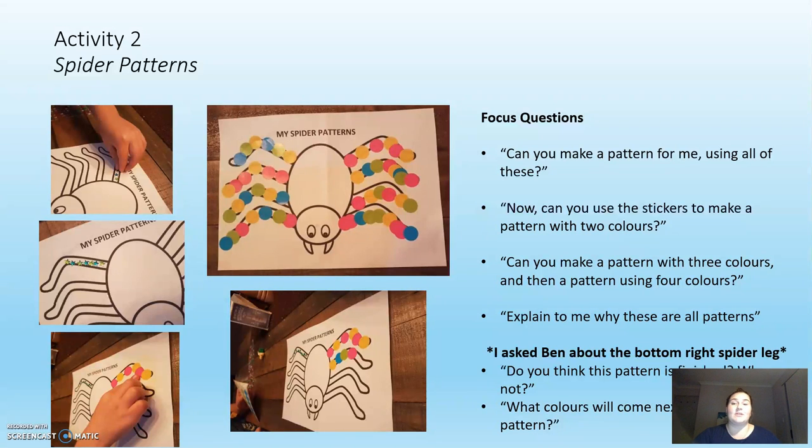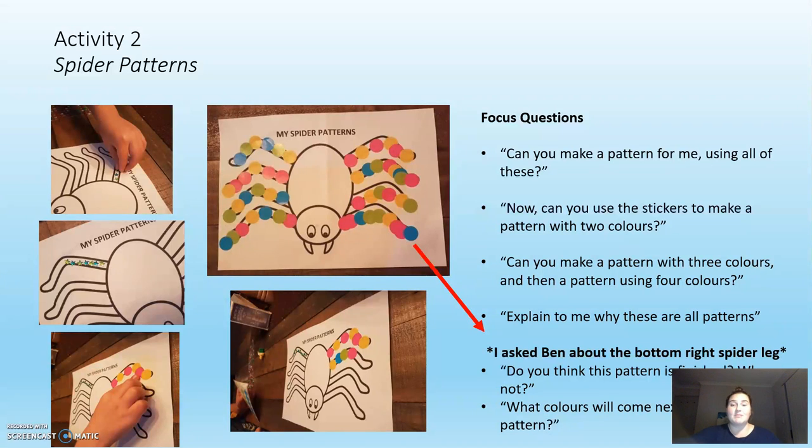Ben was able to work his way through each spider leg with complete ease. He completed patterns of two, three, and four colours. But once we got to the final leg on the bottom right, I asked him if he could create a pattern that was something like pink, pink, yellow, pink, pink, yellow, instead of one colour, another colour, one colour, another colour. Which he did, but didn't complete it with the stickers. So I asked him if he thought that was a finished pattern, which he was able to tell me that it wasn't, but wasn't sure where to go with that answer.